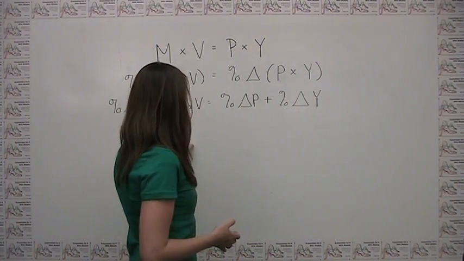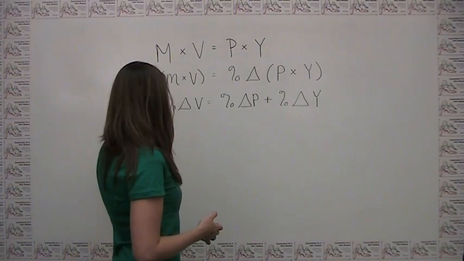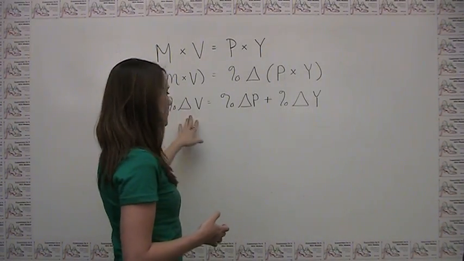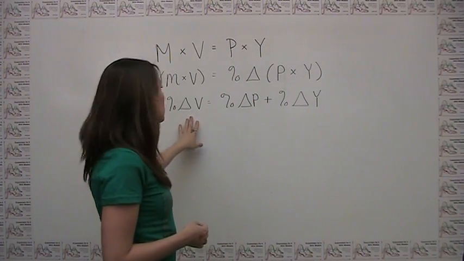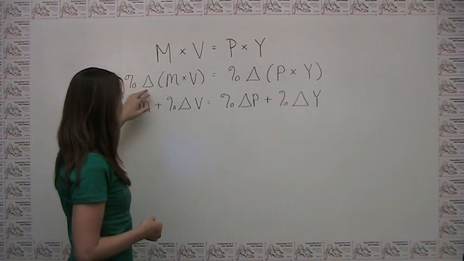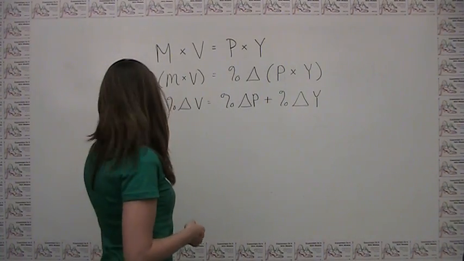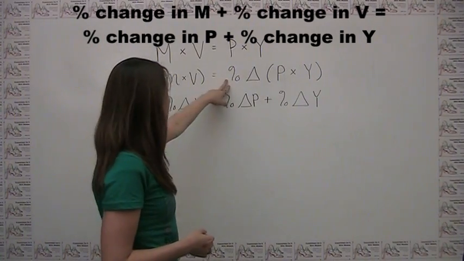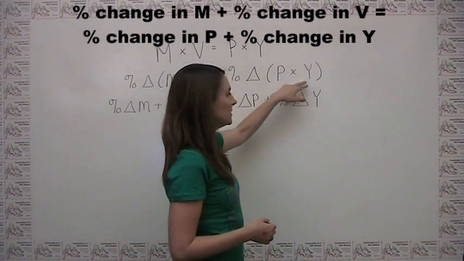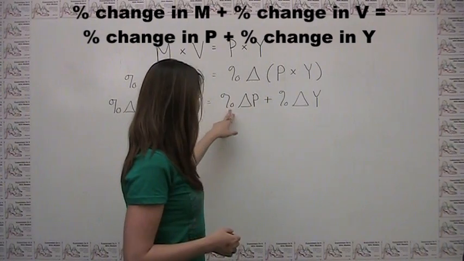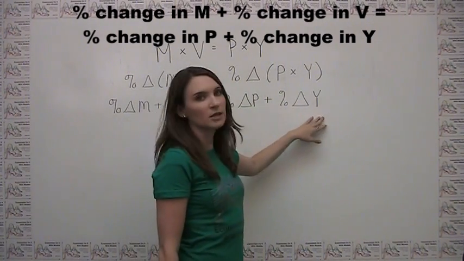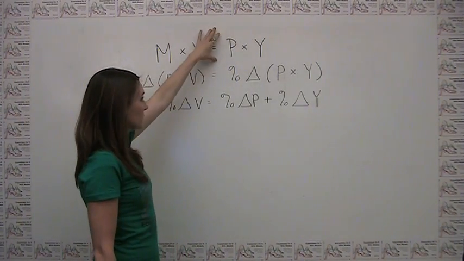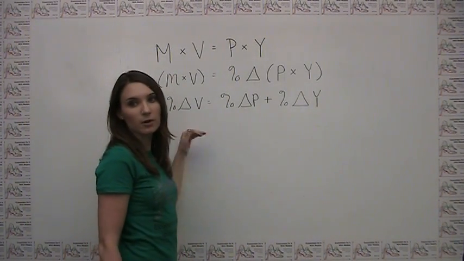Also, it turns out mathematically that the growth rate of 2 things multiplied together is just the sum of the growth rates of those individual things. So here we can say that the percent change in M times V is just the percent change in M plus the percent change in V. Similarly, we can say that the percent change in P times Y is just the percent change in P plus the percent change in Y. So it's pretty simple to go mathematically from the levels form to the growth rates form of the quantity equation.